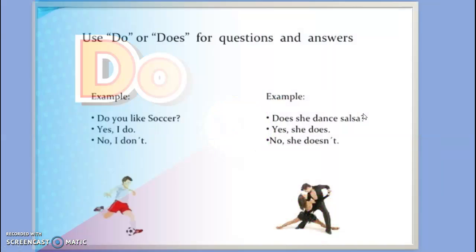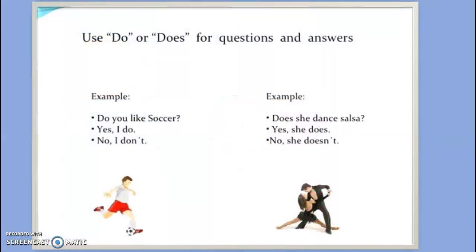Let's start. We use do or does for questions and answers. Examples. Here we have one question. Do you like soccer? Yes, I do. This is the answer. And the negative answer will be no, I don't.